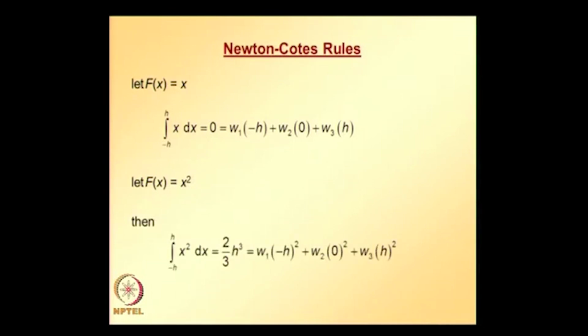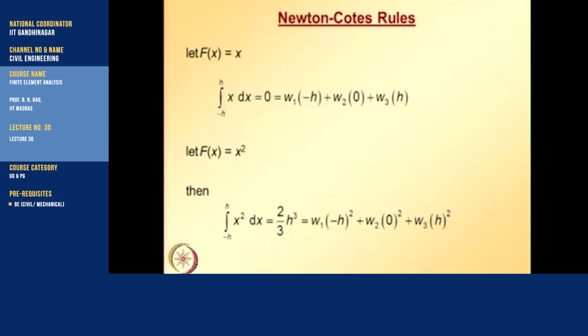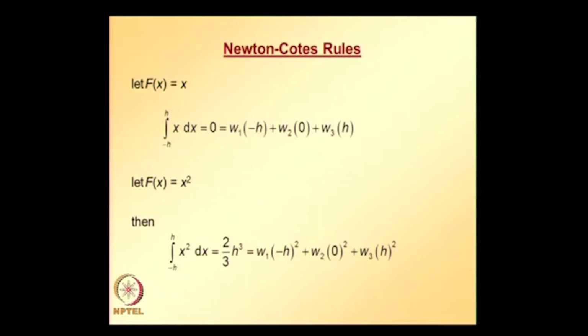Now let us get another equation by letting f(x) equal to x squared, and that results in the second equation that is shown, the integral from -h to h of x squared dx. x squared is an even function and we are integrating over a symmetrical domain, so we get a non-zero value, which turns out to be 2/3 h cubed. This is equal to W1 times the function evaluated at x1, and since x1 is the same as -h, that is h squared; W2 times the function evaluated at x2, x2 is 0, so it is 0 squared; W3 times the function evaluated at x3, which is h, so it becomes W3 times h squared. So that is how we obtained this equation.